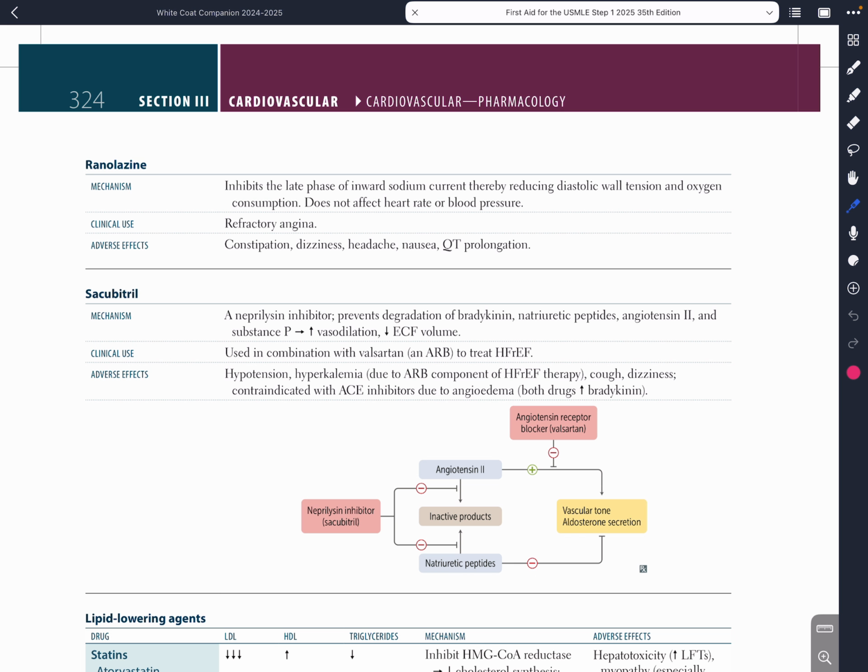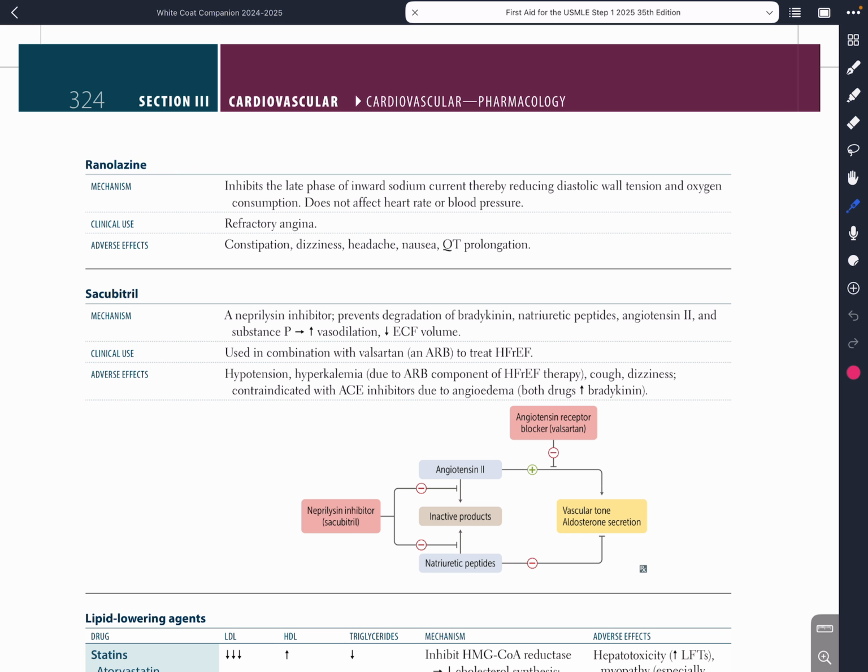Ranolazine is given in refractory angina. The word refractory means not being able to treat with the first line drug of choice, second line drug of choice, third line drug of choice. You tried beta blockers, nitrates, everything, and then the last resort is ranolazine. It is a comparatively newer drug, and it is very expensive, not covered by Medicare or Medicaid, so mostly patients pay out of pocket.